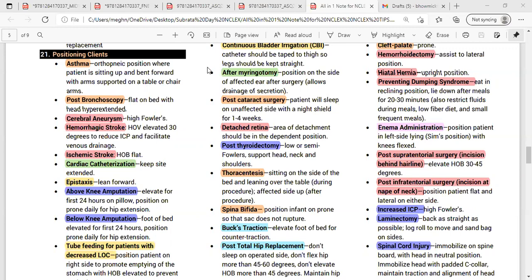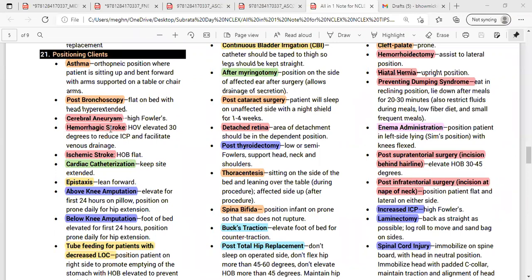And next, if any patient develops a cerebral aneurysm, meaning abnormal weakening of the arterial wall. In case of cerebral aneurysm, the good position is high Fowler. High Fowler position means the degree above 60 degrees.